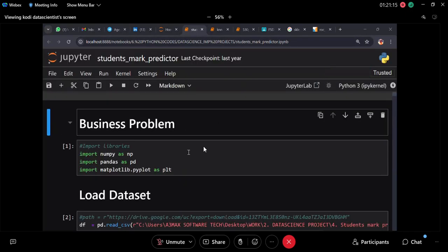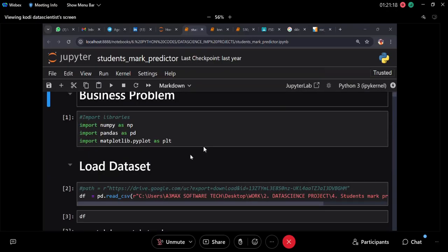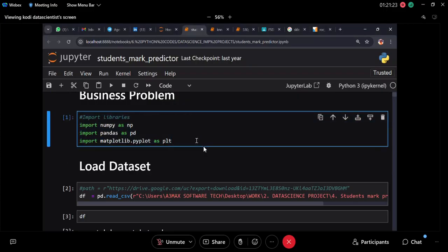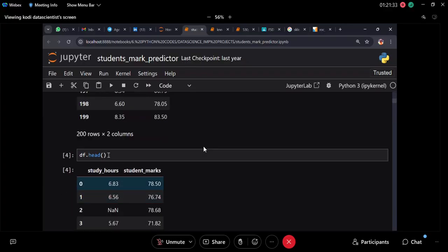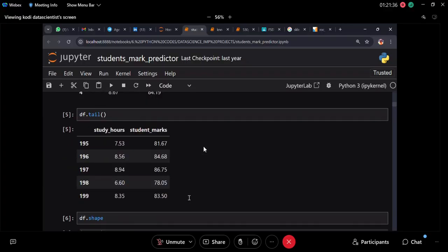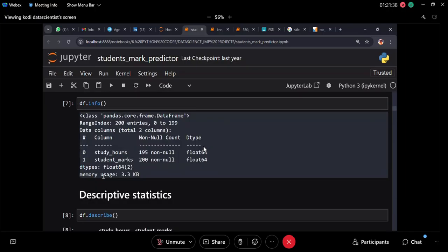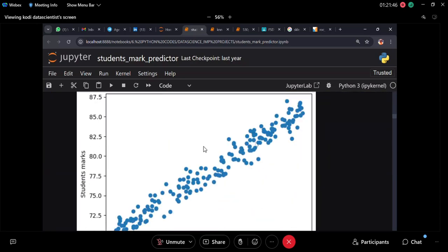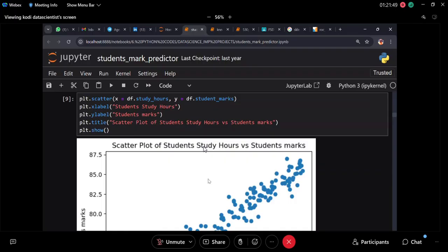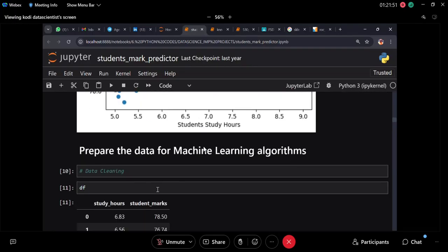So how many variables do we have now? Two variables, right? What are those? Study hours, student marks. Which algorithm can we build, regression or classification? Regression, guys. SLR. Very good. We can apply SLR. I read the data set, study hour and student marks. Pretty clear. Head, top 5 rows, tail, bottom 5 rows, shape, info. In info, we have 5 non-null and descriptive statistics. We create a best fit line here, the regression line, and prepare the data for machine learning algorithms.